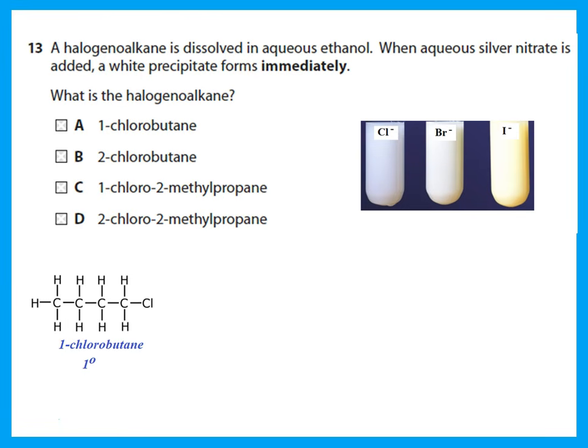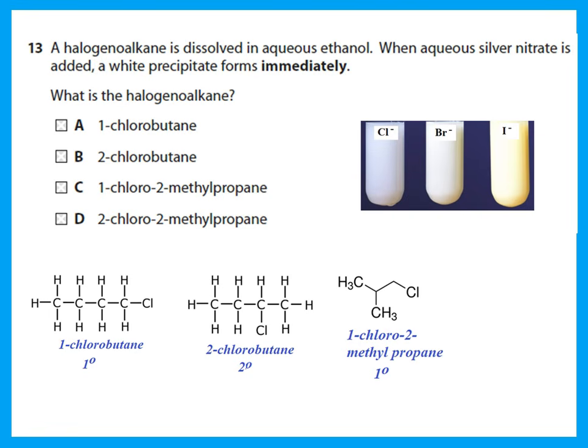I have 1-chlorobutane, that's a primary halogenoalkane, 2-chlorobutane, that's a secondary halogenoalkane, 1-chloro-2-methylpropane, that's also a primary, and 2-chloro-2-methylpropane, this is a tertiary halogenoalkane. Now, which one reacts faster? You should remember that the tertiary is faster than the secondary, faster than the primary.